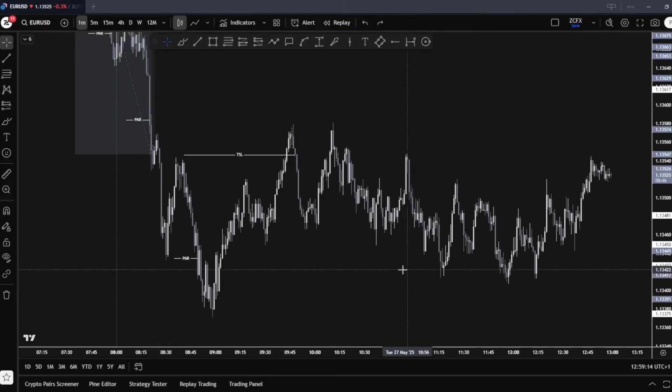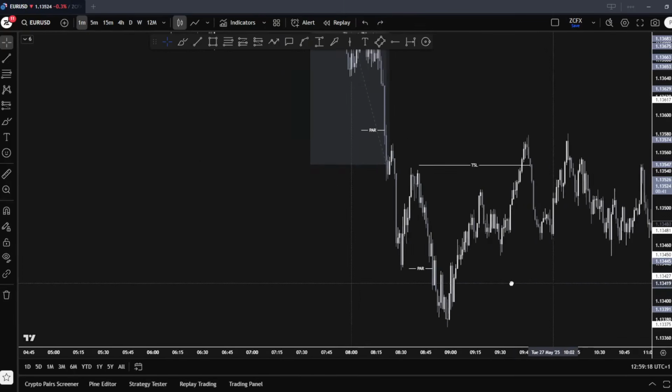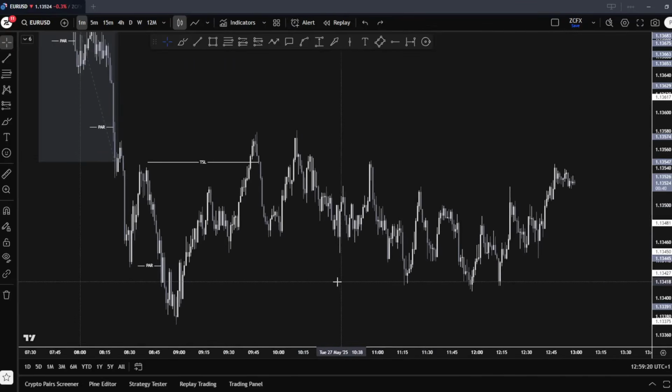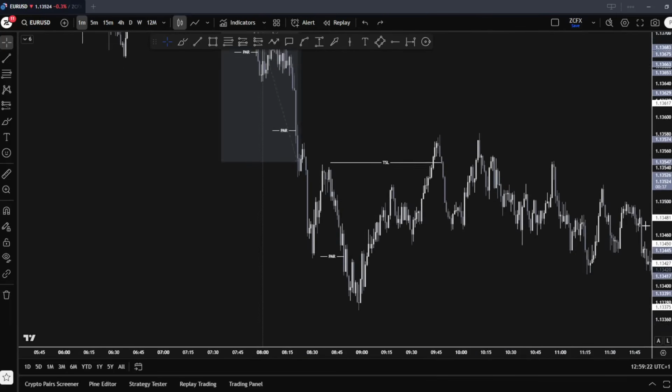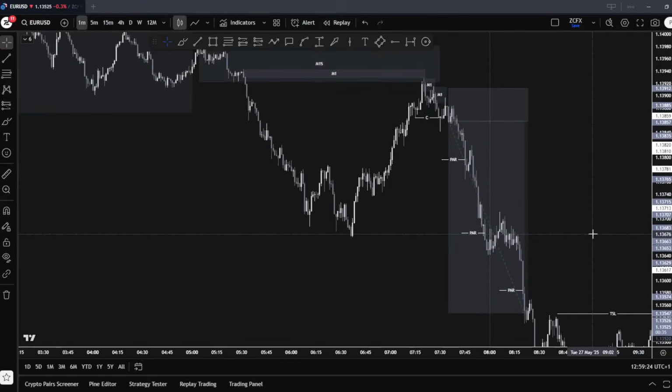Then from there, price has more so just consolidated. Not much has happened at all. So let's see how New York kicks in within the next minute. We might see some volume over the next couple of hours. But yeah, that's pretty much my trade on the euro dollar.